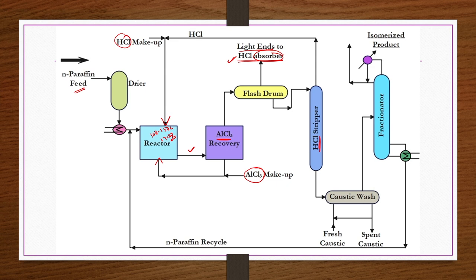After removing the HCl, if any HCl traces are still there, they would be removed by the caustic wash. Then a fractionator would be used to separate the isomerized products, whereas the unreacted paraffins will be collected as bottoms and sent back to the reactor. The isomerized products you get as the top product of the fractionator.